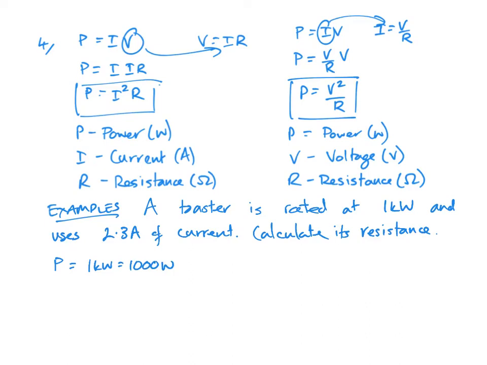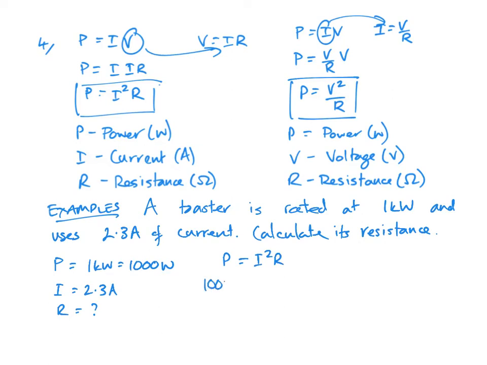Convert that to standard units. We've got the current is 2.3 amps. And we're being asked its resistance. So looking through the possible formulas, P equals IV, P equals I squared R, P equals V squared over R. The relevant one here, because you're linking P, I and R, is P equals I squared R.